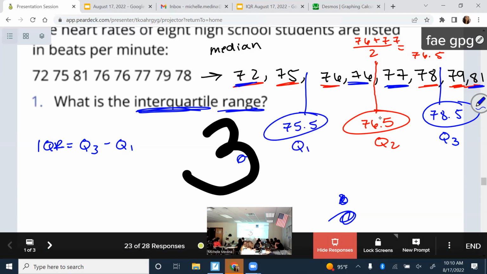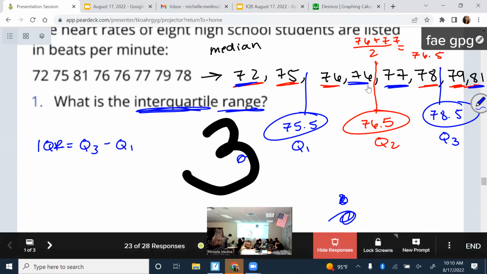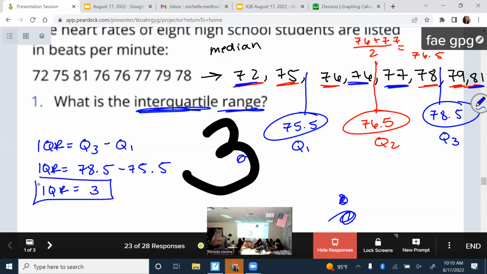So yeah, you need to identify the middle of your entire data set to then find your lower and upper half, and then find the medians of those. So then plug them into your IQR formula. Q3 we said is 78.5. Q1 is 75.5. So my IQR is... through. Questions, comments, concerns?